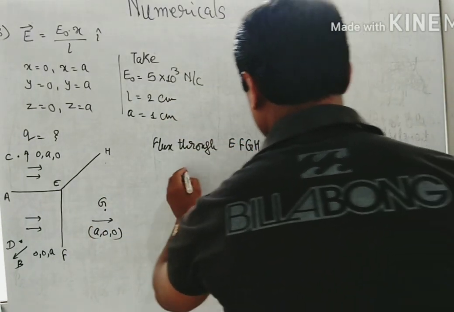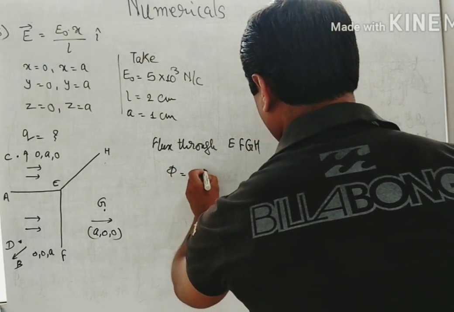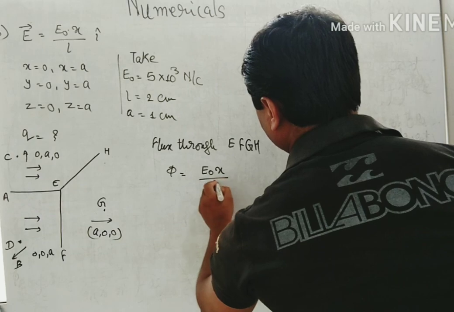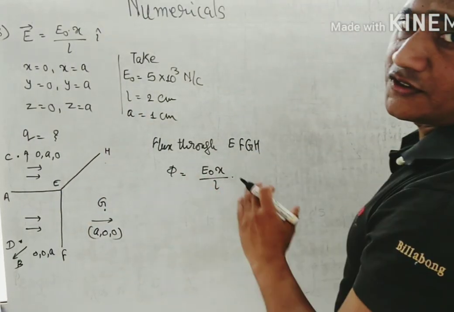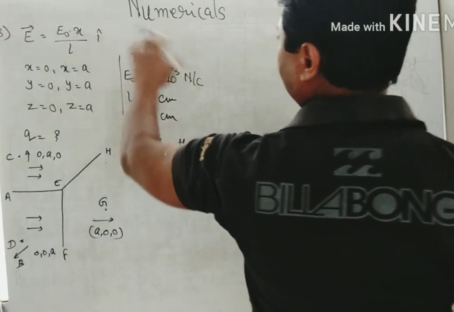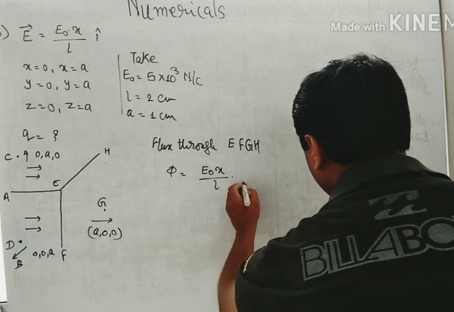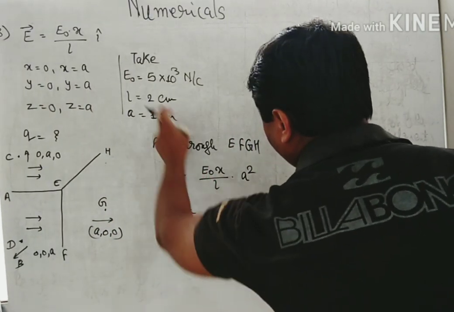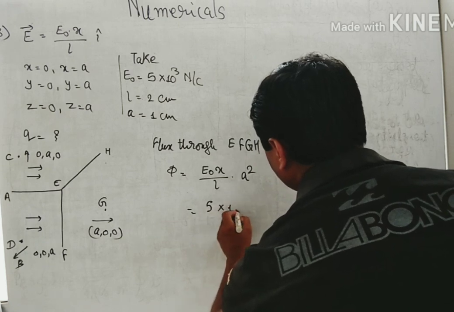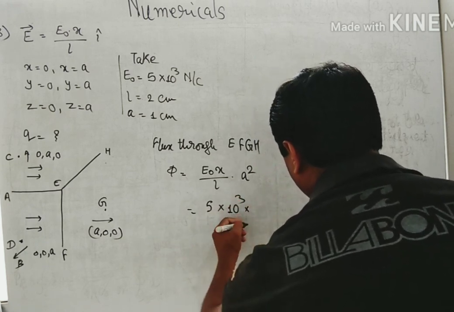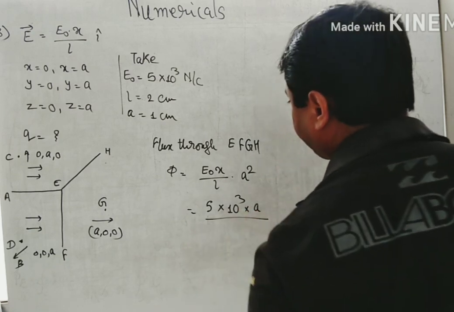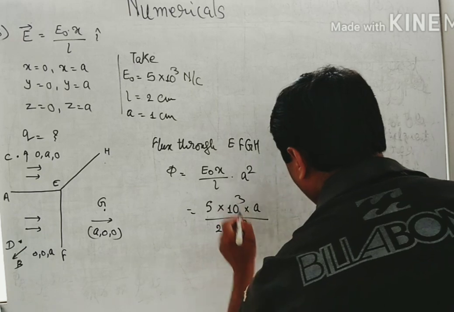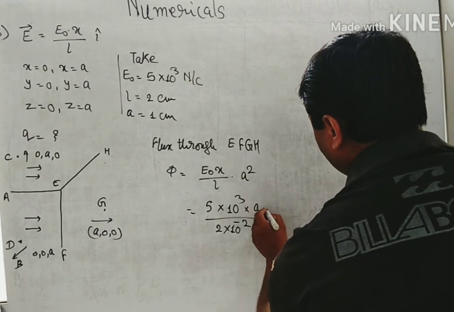So here we write phi equals electric field intensity. The electric field intensity is given to be E naught x upon L along I cap, and the area vector would be along the same, so that cos 0 along with the magnitude of I cap makes 1. Now area is side square of this face of the cube. So now place the values: E naught is 5 into 10 power 3, and x is given to be here a. The value of x upon L is given to be 2 into 10 power minus 2. Now this is further multiplied by a square.